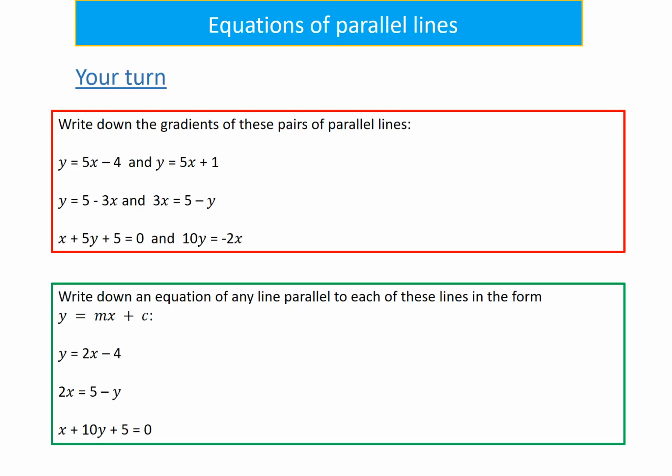I would like you to have a go with these questions. The questions in the red box are slightly easier. We know that each pair is a pair of parallel lines, so you just need to identify the gradient of them. Sometimes it might be easy to work out what the gradient is looking at one line or one equation, and sometimes the other one is in a slightly harder form, but because they come in a pair, it should be quite easy.